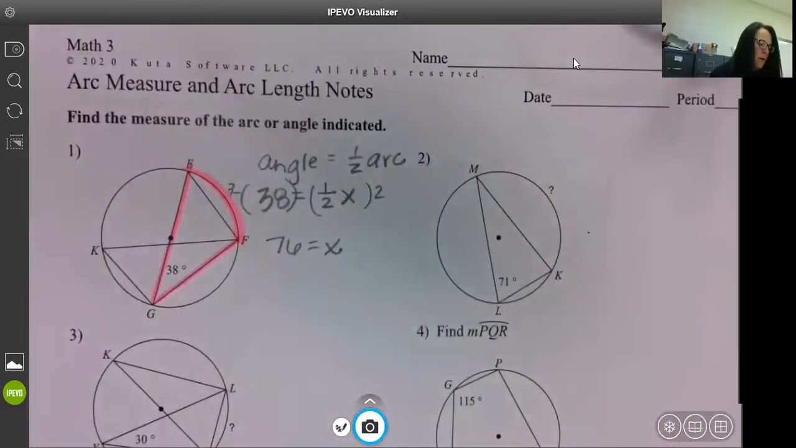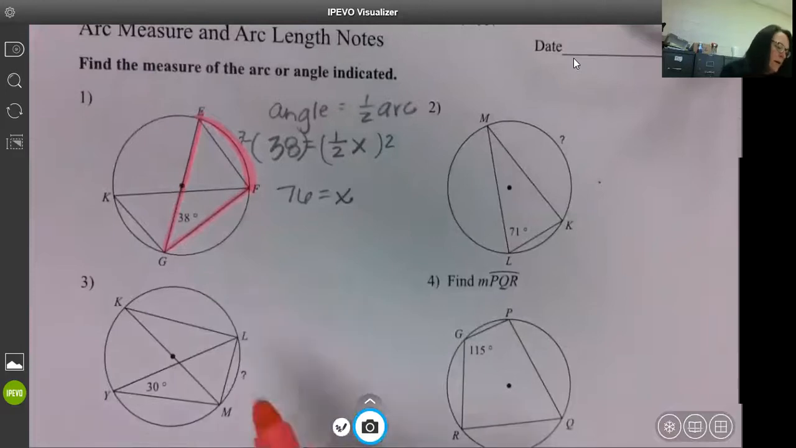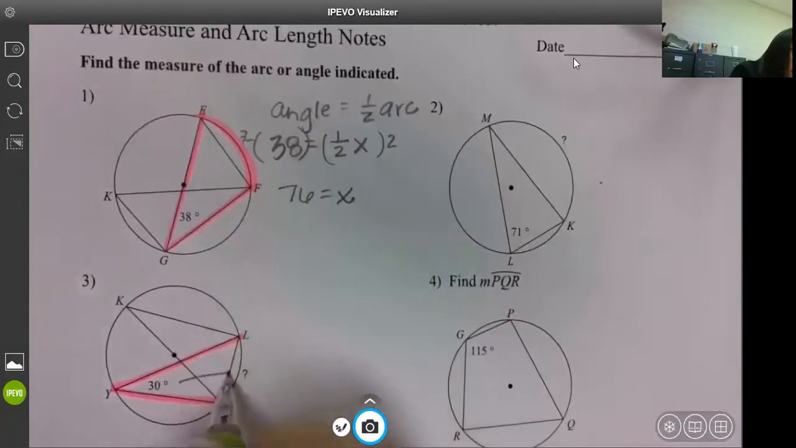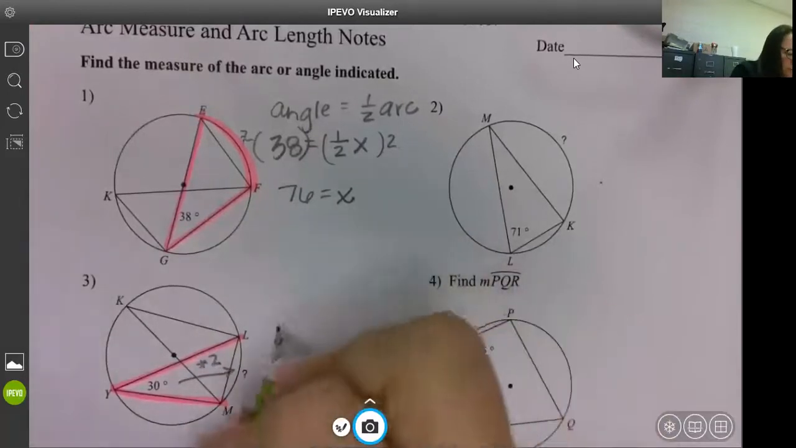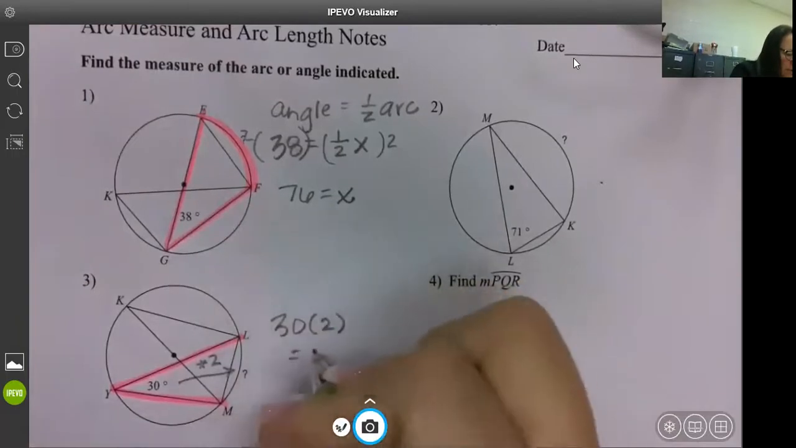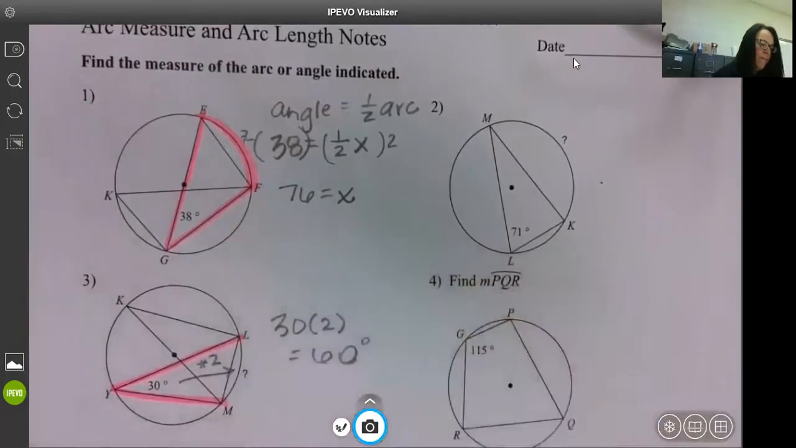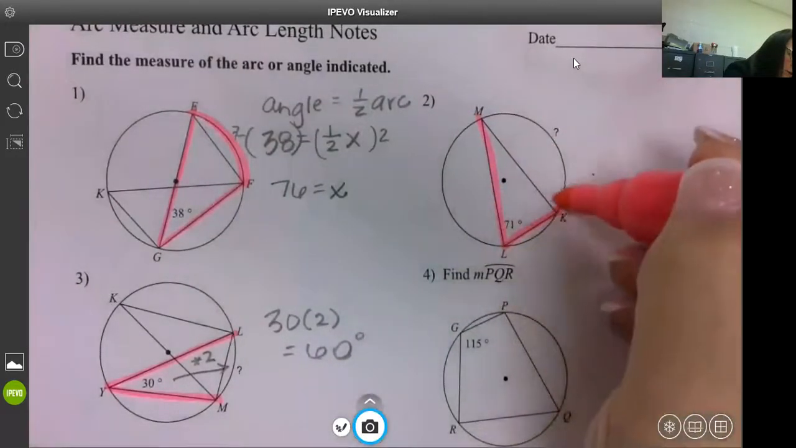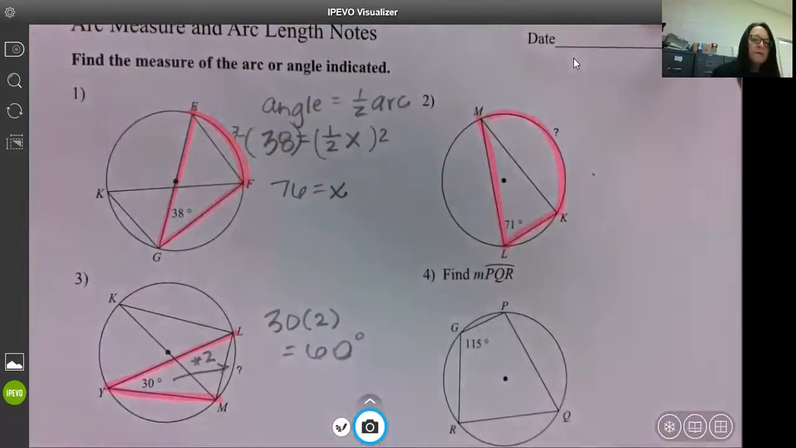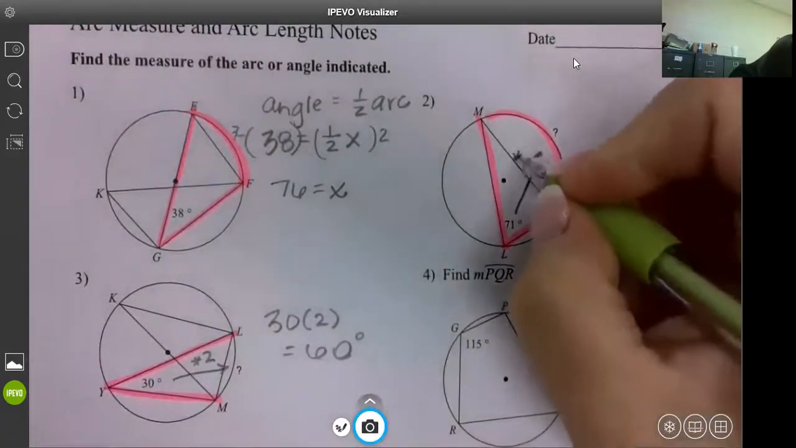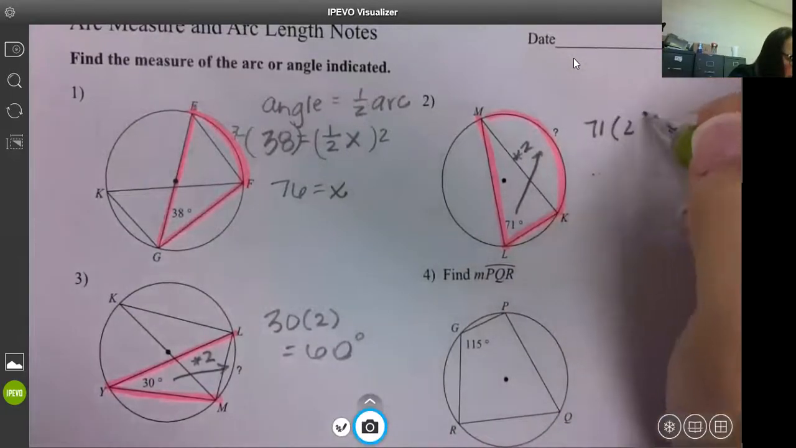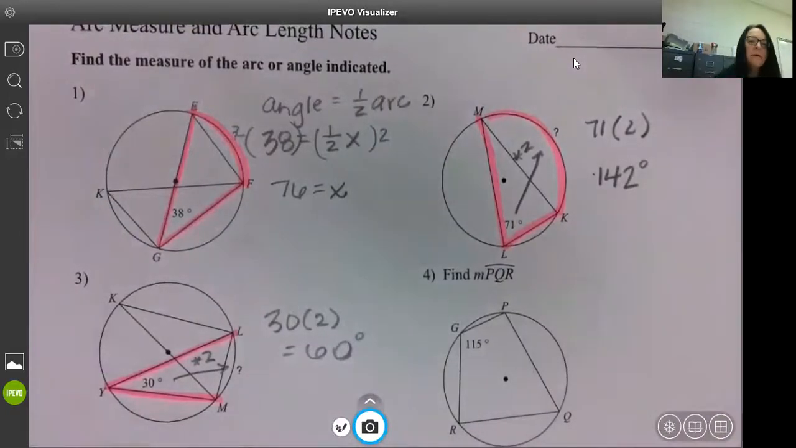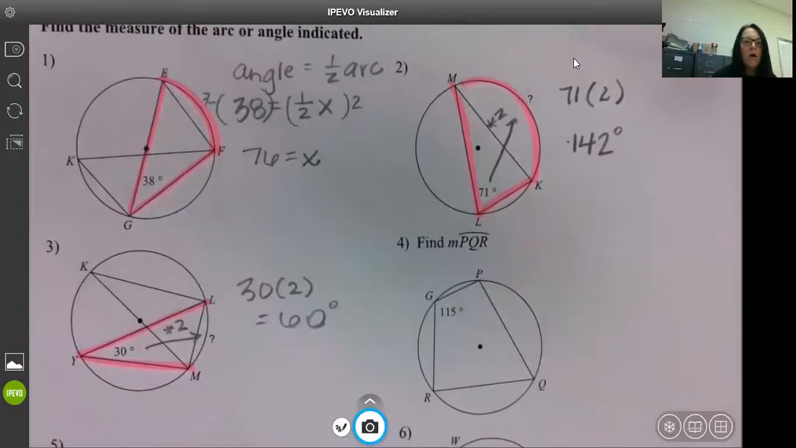Okay. If we look at number 3, it's exactly the same way. Again, we're just going to multiply by 2. So to go outside, multiply by 2. So 30 times 2 is 60. If we look at number 2, angle L matches with this arc. So we're going to multiply by 2. 71 times 2 is 142.